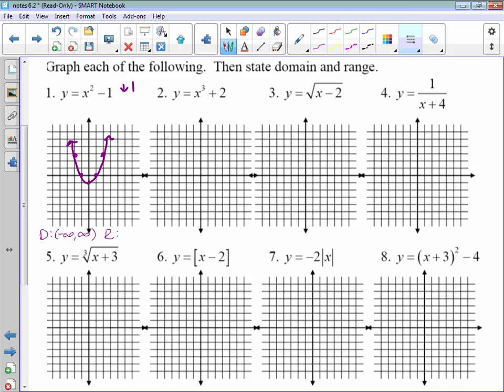Negative 1. So hard bracket, parenthesis, what am I doing? Close, yep. So negative 1 to infinity and beyond. Yes, okay.